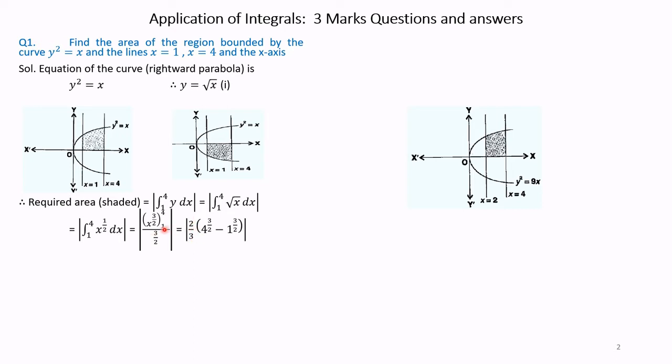Now we have to substitute the upper limit first. Upper limit is x equals 4. 4 to the power of 3 by 2, minus the lower limit. The lower limit is 1 here. Therefore, it is minus 1 to the power of 3 by 2.